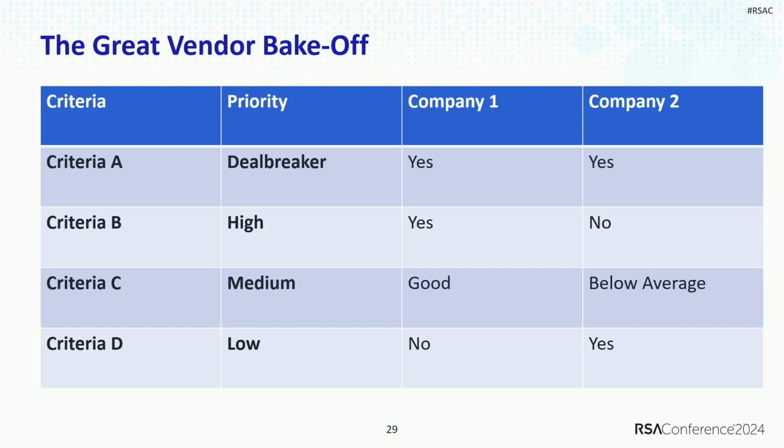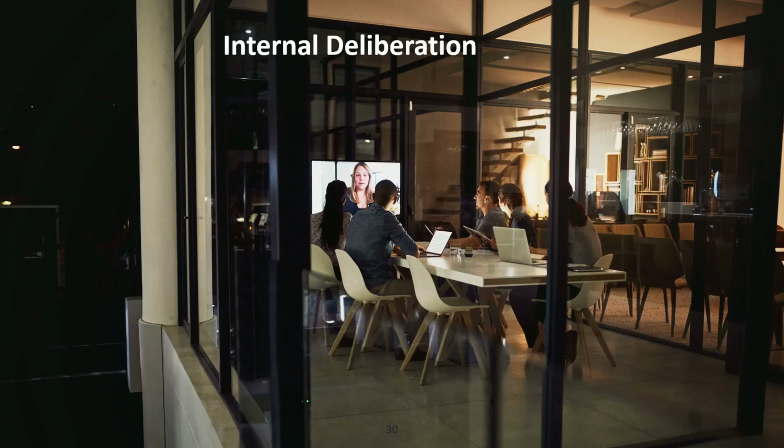But of course, criteria plus cost, there's a lot that you have to deliberate on. And that's where this comes in. Basically, this is when you speak with your leadership about the different tools, how much they cost, what the recommendations are, along with your vendor evaluation document.